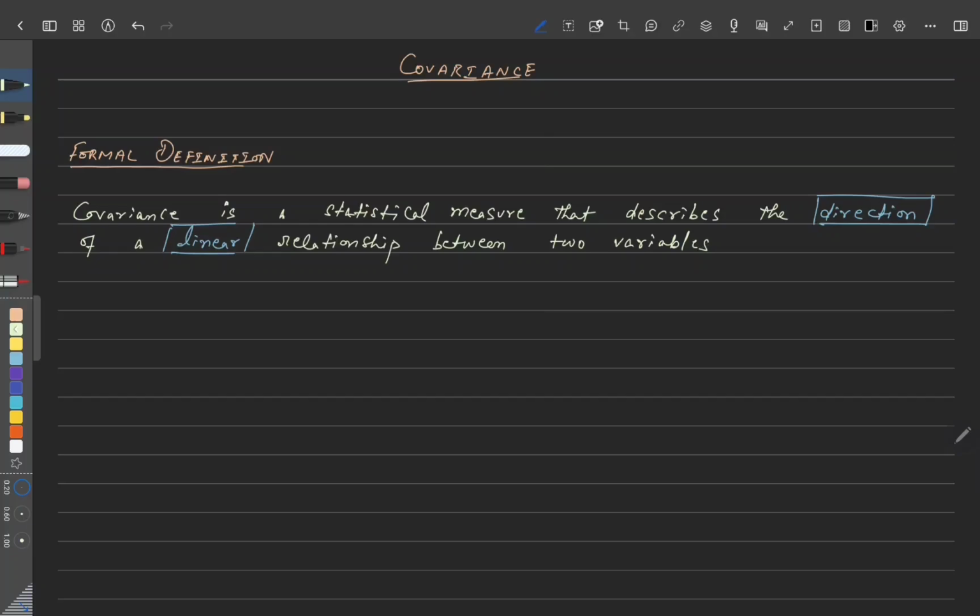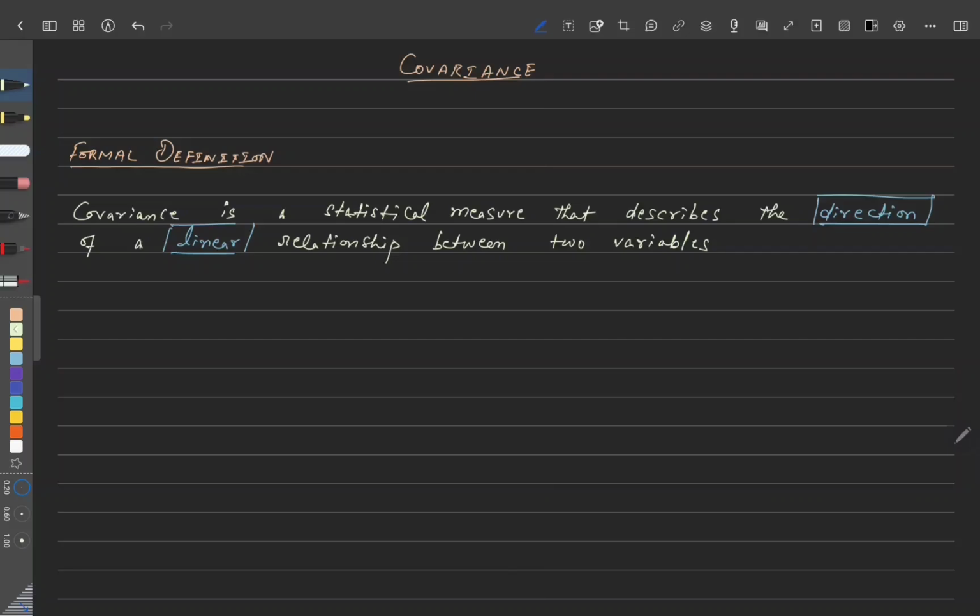Okay, so what this means is that you don't really know yet what the relationship is between these two variables. Whether they are both increasing together, whether one is increasing and one is decreasing, whether they are both consistently increasing or consistently decreasing, or whether they are both decreasing together. So this is what you're trying to find out when you are using the concept of covariance.